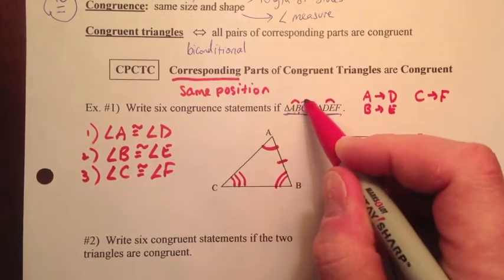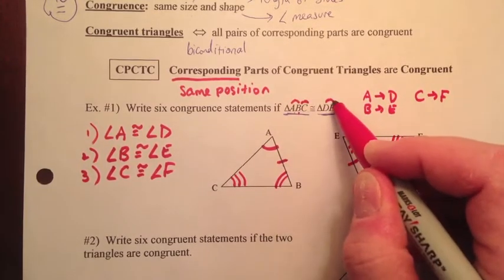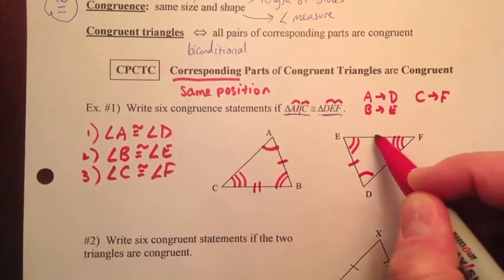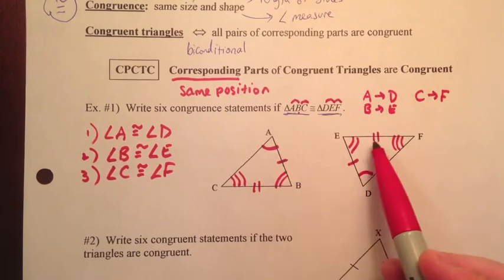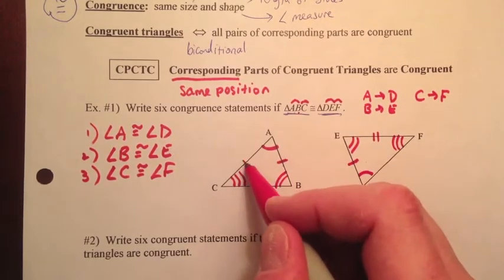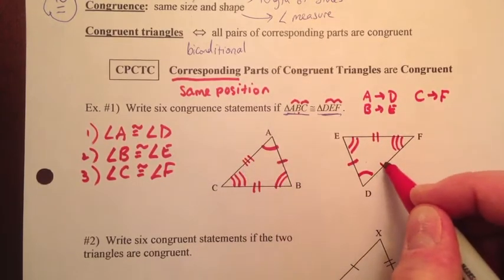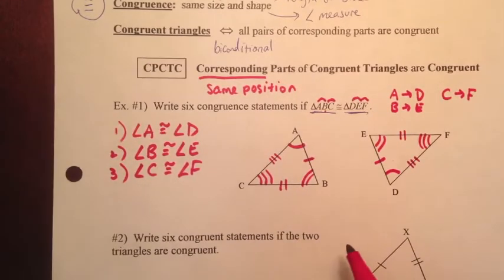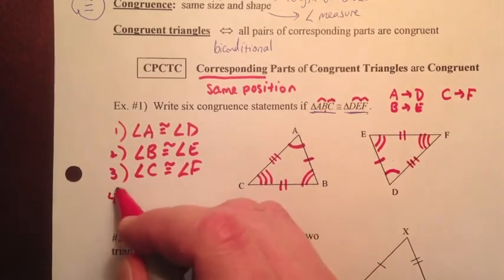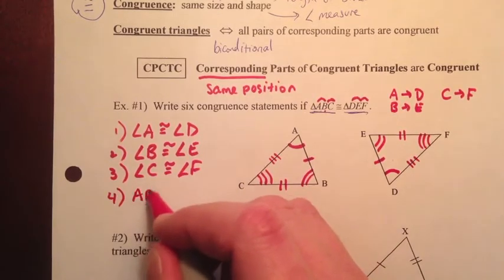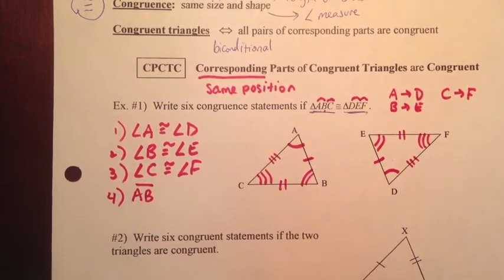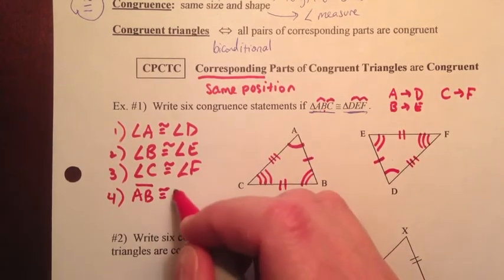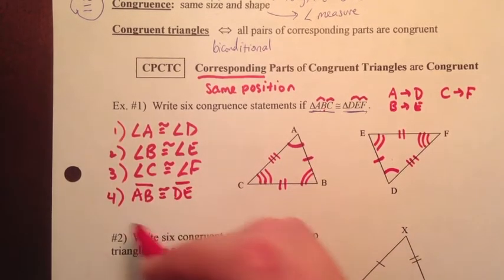Now let's see, BC, that segment is congruent to EF. BC matches up to EF. So it's 2 marks and 2 marks, and then that means that AC has to correspond to DF. So the fourth statement we can write, we can say segment AB. Now I'm going to put a segment bar there. Segment AB, that side, is congruent to segment DE.